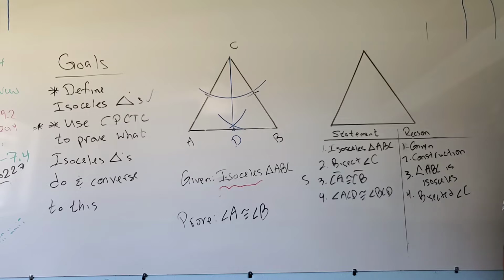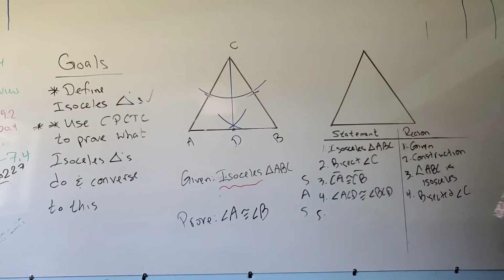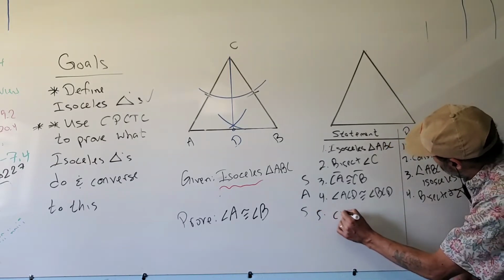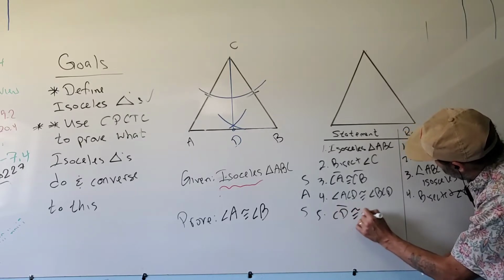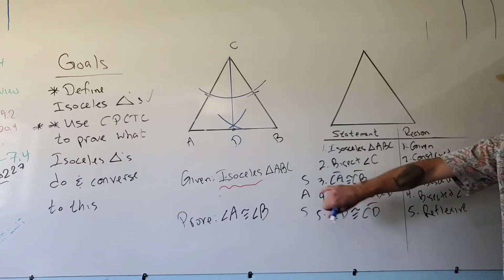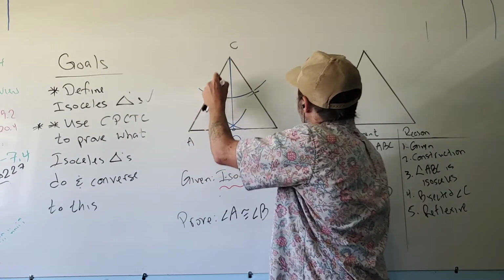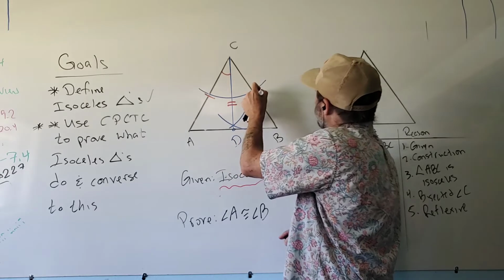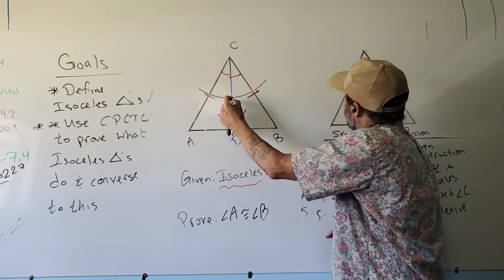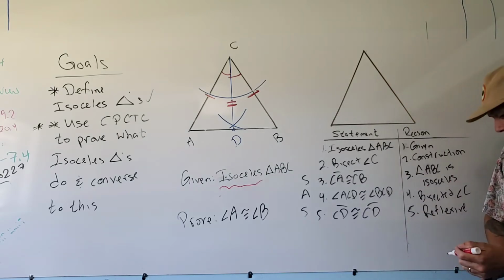And the next thing I'm going to say, I've got my side, I got my angle, I got my next side. The next thing I'm going to say is that side CD is the same as side CD. And that is true because of the reflexive property. Now I've created, through this, side, angle, side. Side, angle, side. So I can now say that I have two identical triangles.